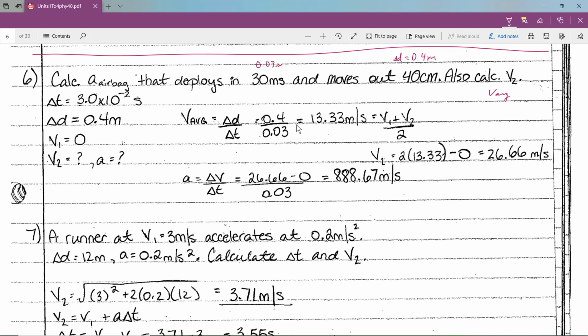And remember, average velocity is delta D over delta T, but it's also V1 plus V2 over 2. So V2 is 2 times 13.33 minus V1, which was 0, so 26.66 meters per second. That's V2. Delta V is 26.66 minus 0, which is still 26.66. And we divide by delta T, which is 0.03. So 26.66 divided by 0.03 is 888.67 meters per second squared. Okay, and we got the average before, 13.33 meters per second.